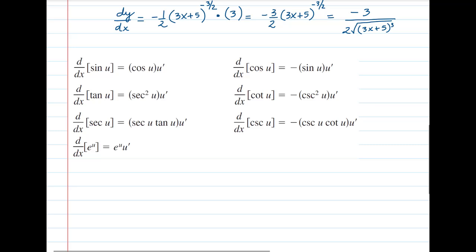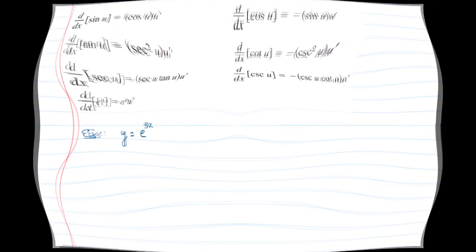Also our natural exponential rule: the derivative of e to the x is e to the x. But if we have e to some function of x, the same rule applies, but then the chain rule says you multiply by the derivative of the inside function. So let's do an example with that one.